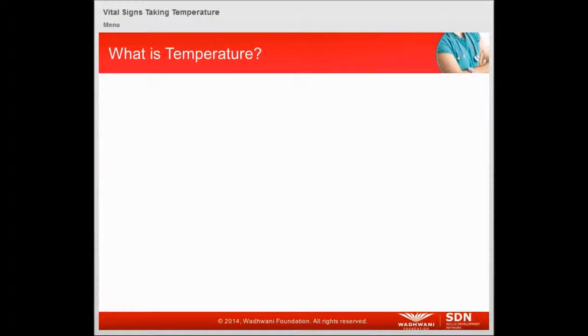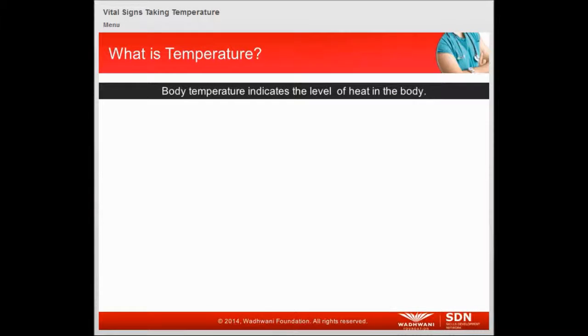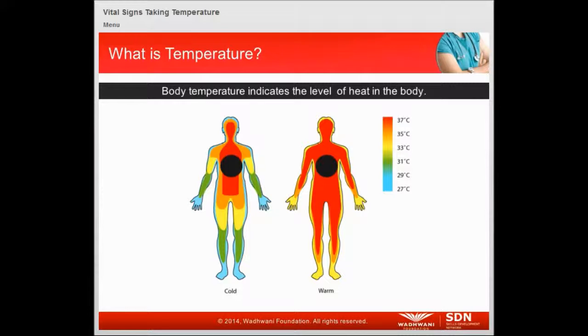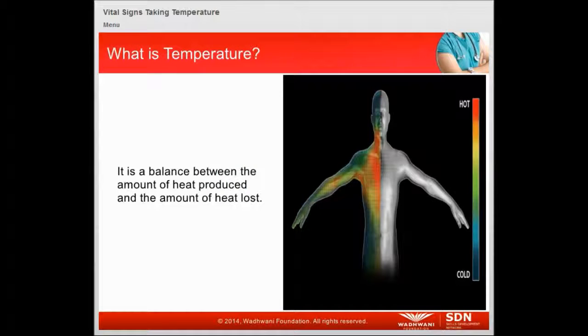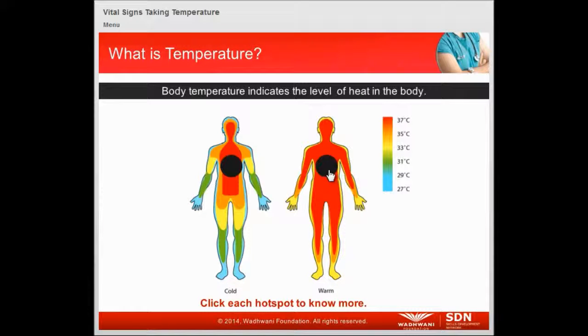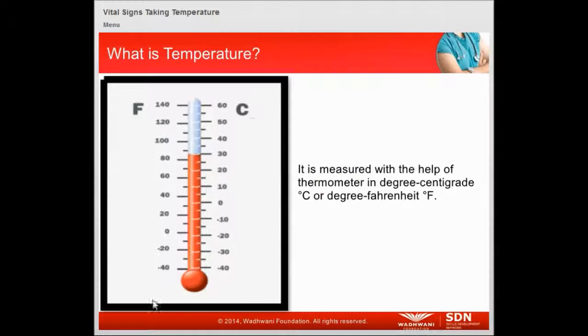Let us now understand what temperature is. Body temperature indicates the level of heat in the body. Click each hotspot to know more. It is a balance between the amount of heat produced and the amount of heat lost. It is measured with the help of a thermometer in degree centigrade or degree Fahrenheit.